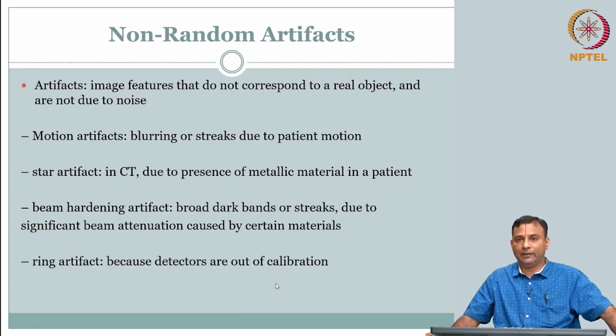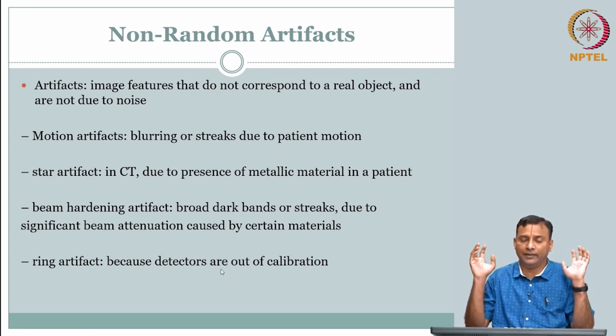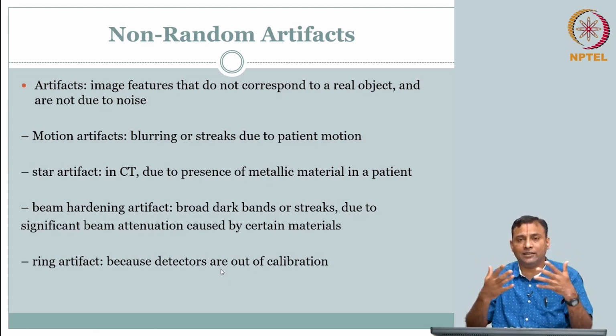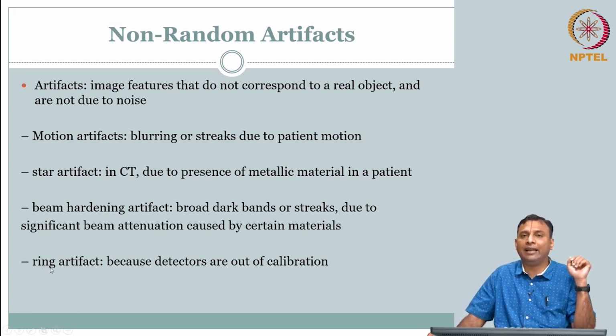Ring artifact. Oh, this is another nice one that is spotted out. Ring artifact is when a detector is out of calibration. So you have a detector array, for example, and one of them goes bad, and then you see a characteristic pattern in the image which resembles a ring. So this is a common artifact that is fairly recognizable.